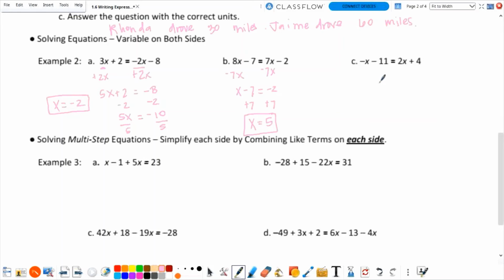For C, we have -x minus 11 equals 2x plus 4. So let's get our x on the same side. We're going to subtract 2x from both sides. -x, we know that that's really -1x. So -1x minus 2x is going to give us -3x. Right, so the first thing we need to do is add that 11 on both sides.